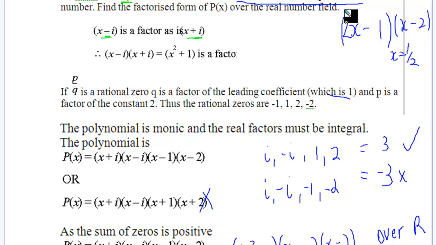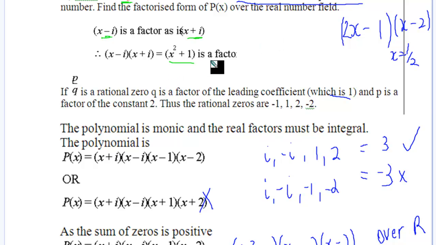Then we're told the sum of the zeros is a positive real number, and we need to find the factorized form. We start with the idea that i is a root, so minus i is a root, which means that when we expand that out, x squared plus 1 is a factor. We're halfway there because we've got two of the roots.